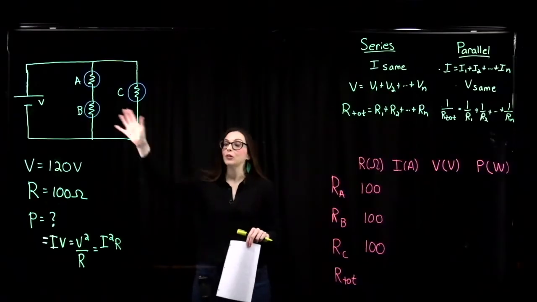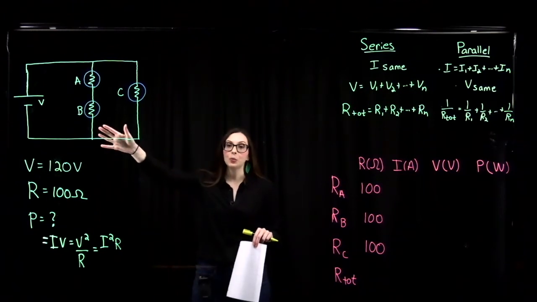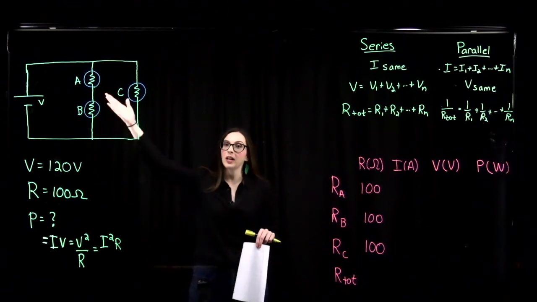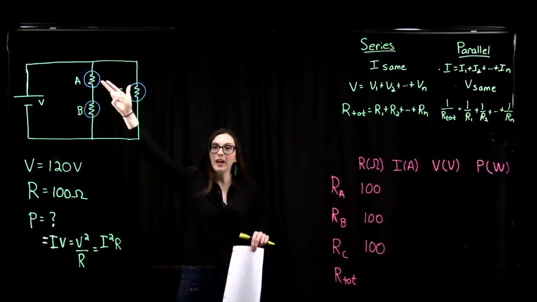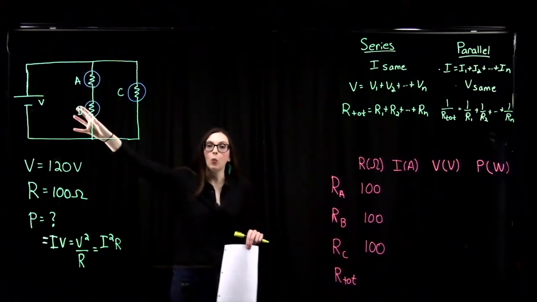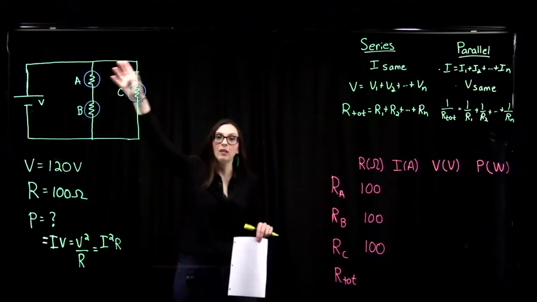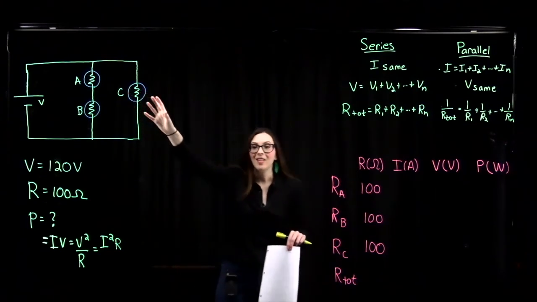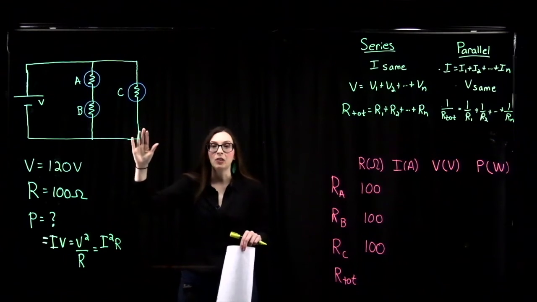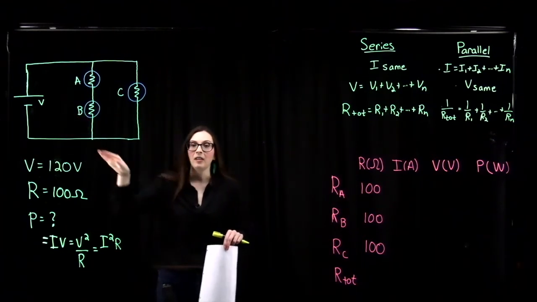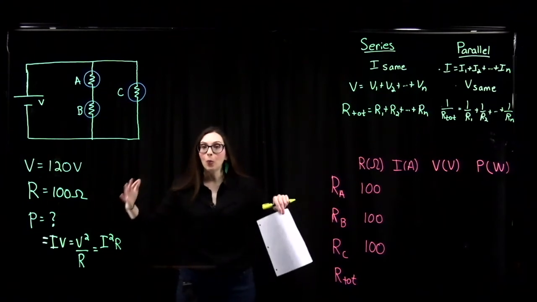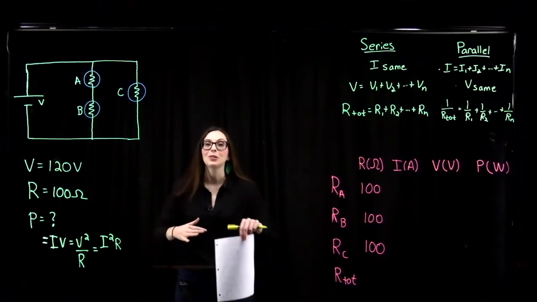Here we have three light bulbs, each with the same resistance, 100 ohms. They're arranged like such. We've got light bulb A, which is in series with light bulb B, and these two are along one branch, which is in parallel with light bulb C. And then this circuit is being supplied with a potential from our battery, and that potential is 120 volts. And we need to figure out which one of these light bulbs burns the brightest.